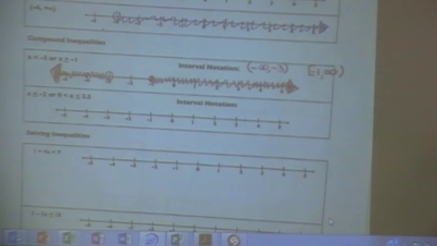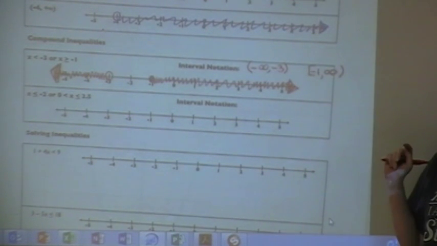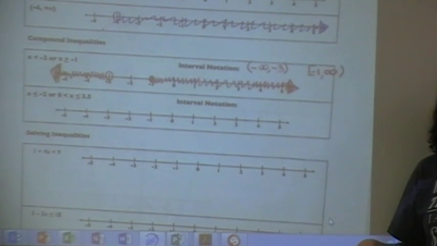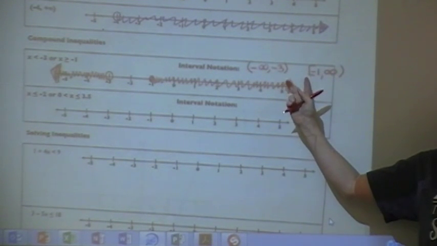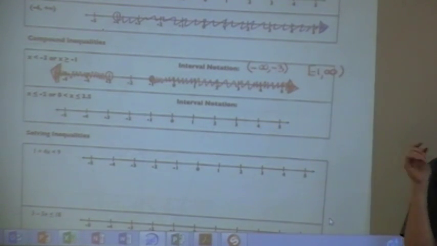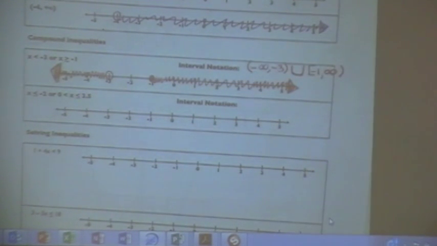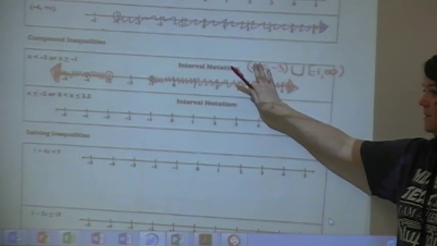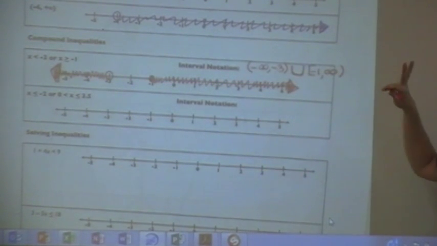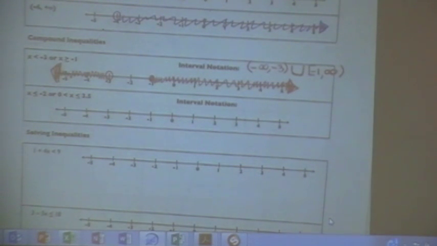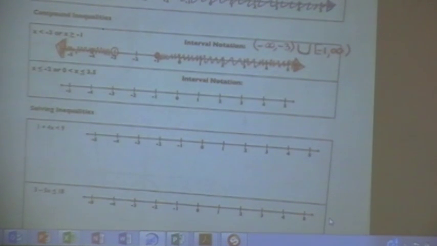Now, even though they look like two separate pieces, they're actually two pieces of the same graph. So you have to notate that in your interval notation with a big fat U. It's kind of a funny shaped U. And that U means in union with. This first piece is in union with the second piece. They are together as one graph, even though they look like separate pieces. Okay, so you try the line underneath it.